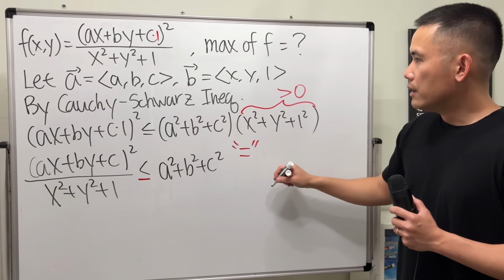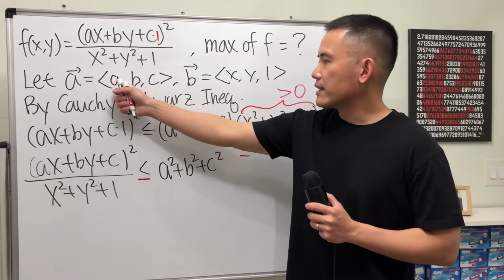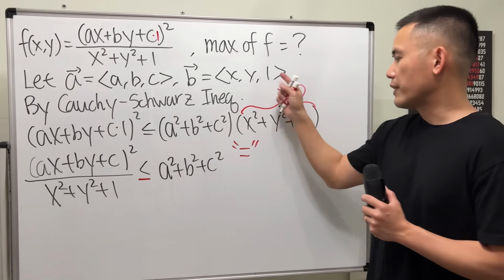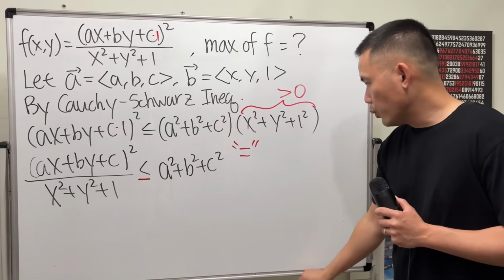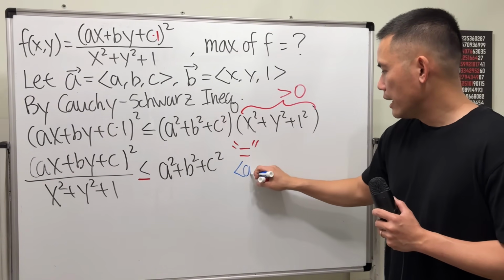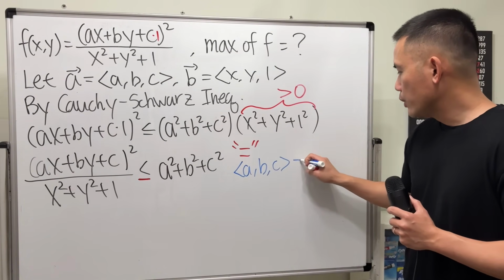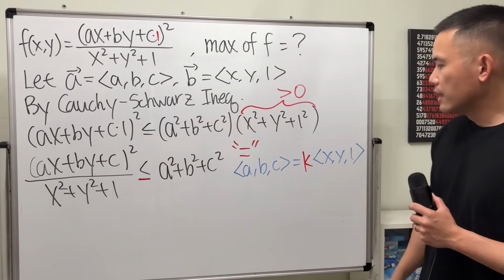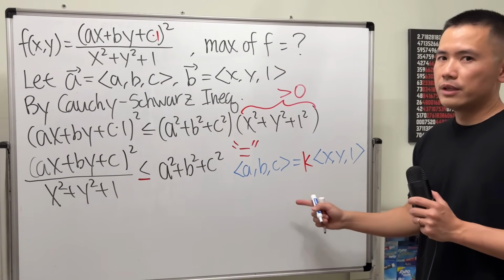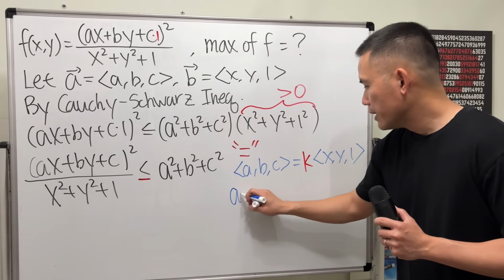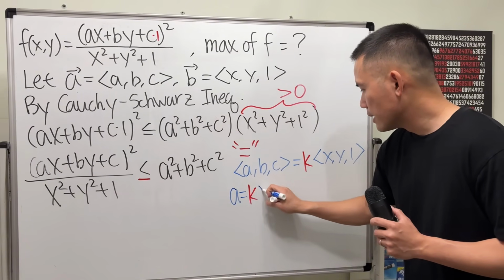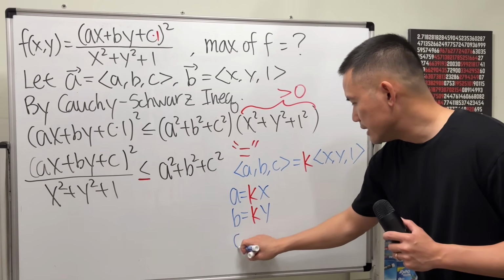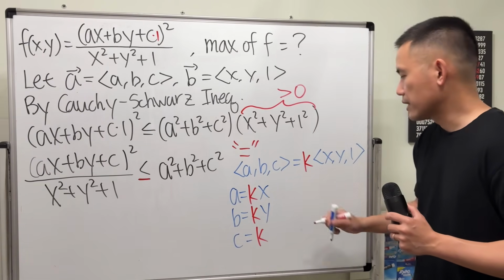So this factor has to be parallel to that. In other words, this factor is just a constant multiple of that. So for the equality, we will have to make sure that A, B, C is equal to some number k times x, y, and 1. And now, of course, we can just set the components equal to each other. So A is equal to k times x, and B is equal to k times y, and C is equal to k times 1, which is k.